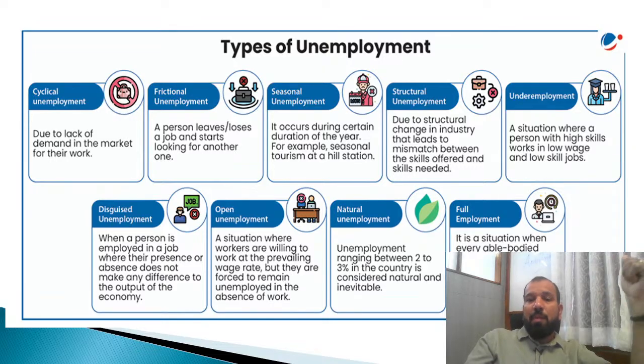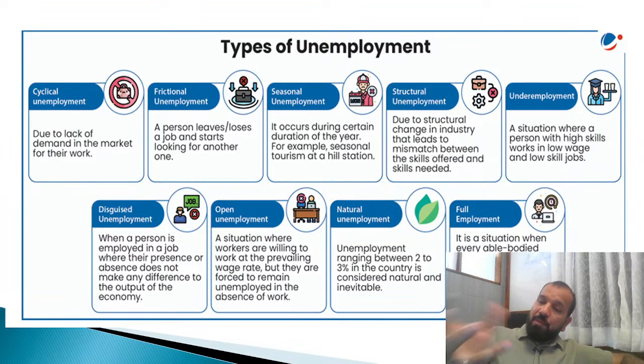Structural unemployment: due to a structural change in the industry that leads to a mismatch between the skills offered and skills needed. Sometimes the government of India or the respective state makes a structural change in the economy. Just two decades back, when the government of India changed the scenario from the traditional banking system to the computerized banking system, CBS, the government of India and the RBI asked everybody that you have to learn basic computer, then only you can survive in the banking sector.